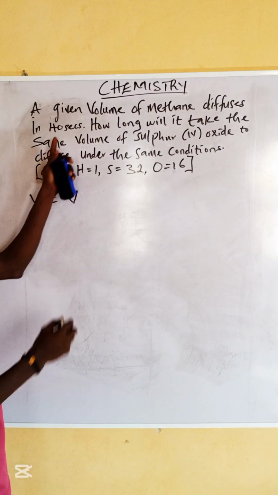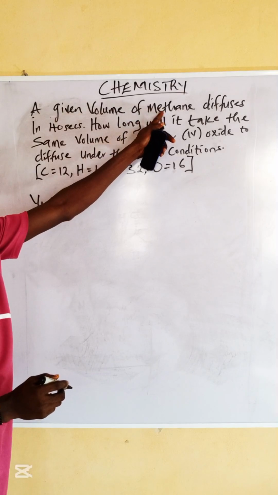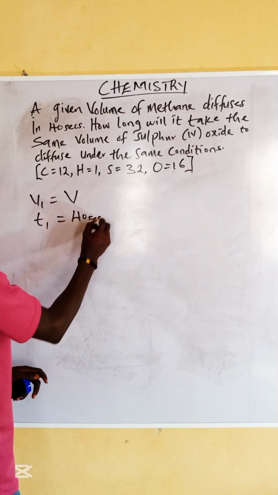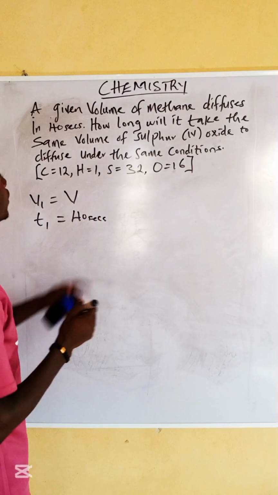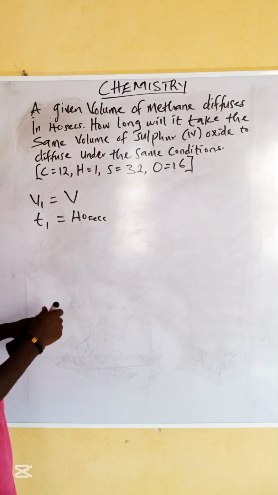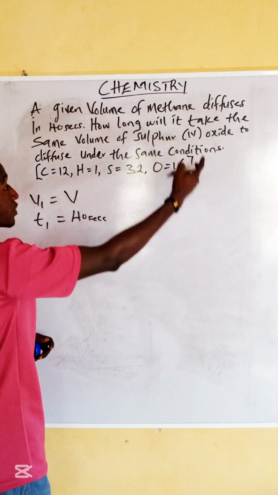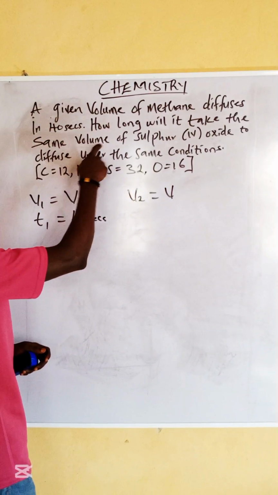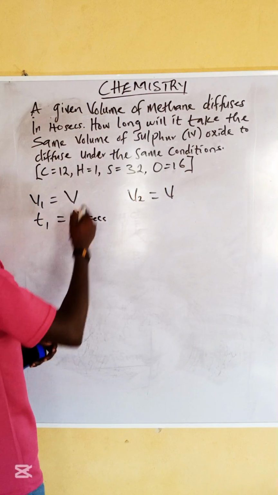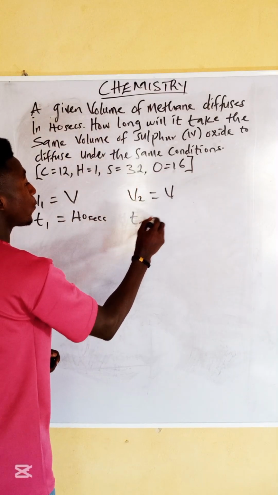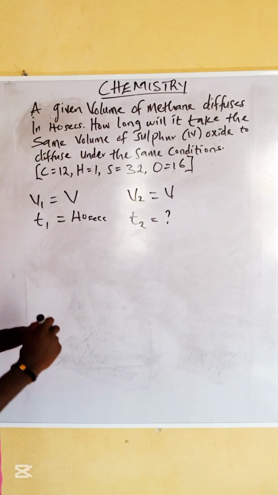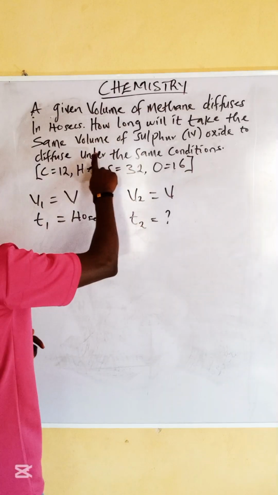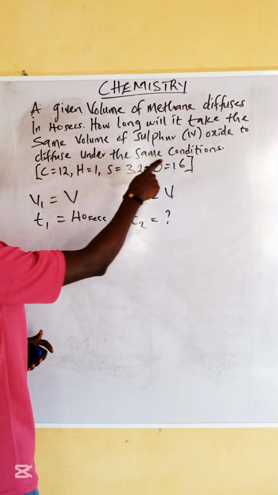Are we together? Then what is the time that is given? That is the time that methane diffuses. We have T1 equals 40 seconds. Good. Alright. So now they said how long will it take the same volume? That means our V2, because we are using 2 for sulfur oxide, our second gas. So our V2 is equal to V because it is the same volume as that of our methane, V1. So how long? That is T2 now, unknown. That is what we are looking for. Good, to diffuse under the same conditions.